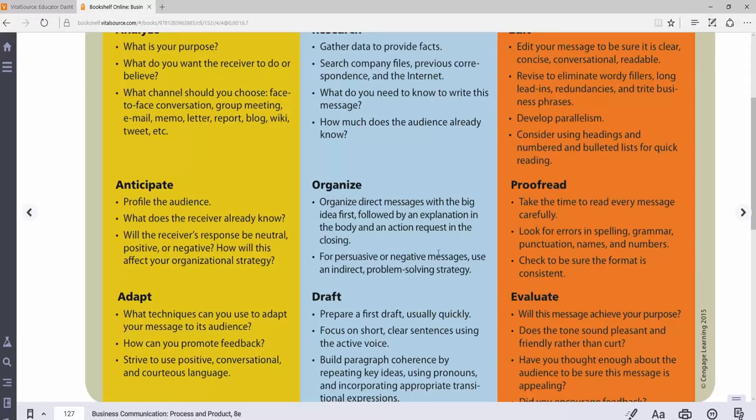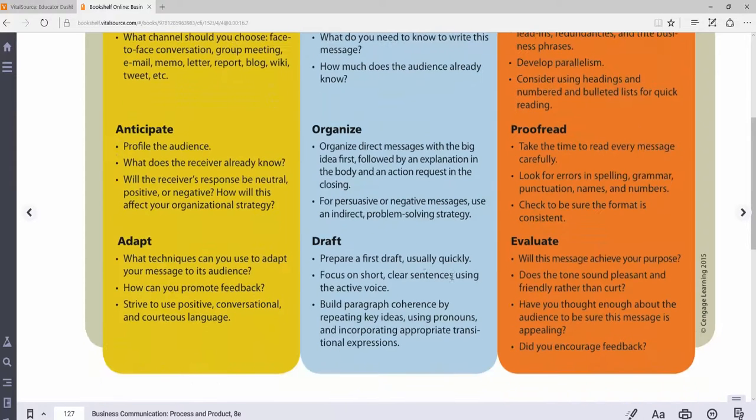For routine messages, see, this one's direct. For persuasive or negative messages, use an indirect problem-solving strategy. And then on the draft, prepare a first draft, usually quickly. Focus on short, clear sentences using the active voice. Build paragraph coherence or understanding by repeating key ideas, using pronouns, and incorporating appropriate transitional expressions. Be careful using pronouns because them and this and those kind of get confusing sometimes. And then I'll let you just go ahead and read adapt on your own.